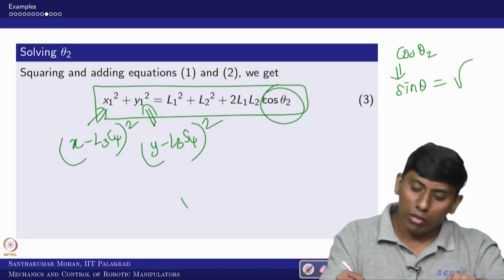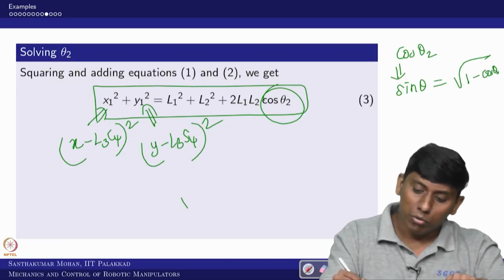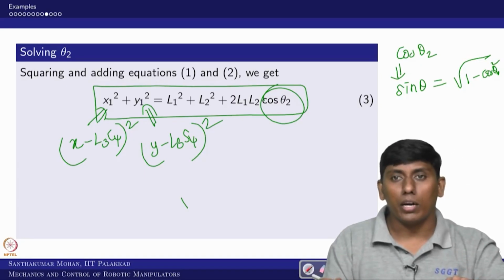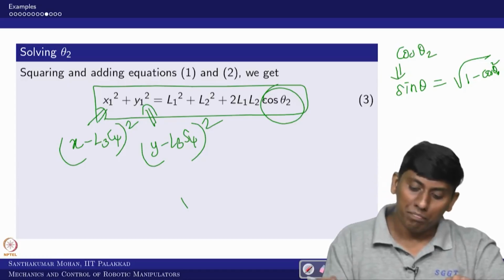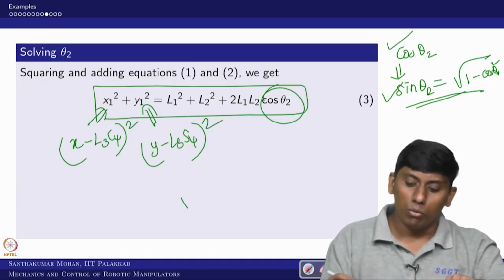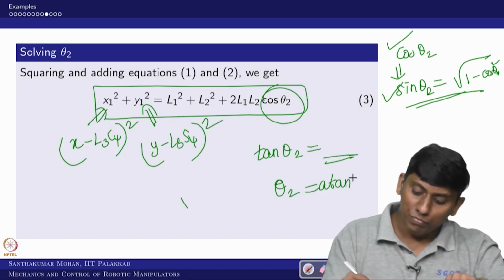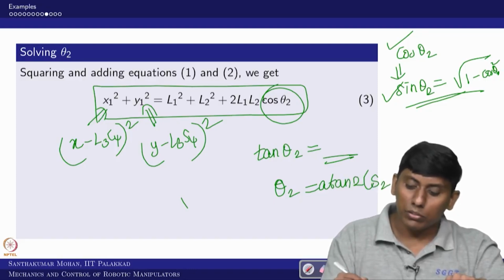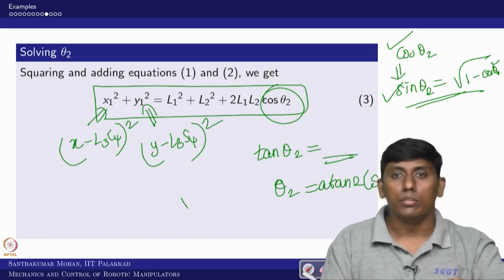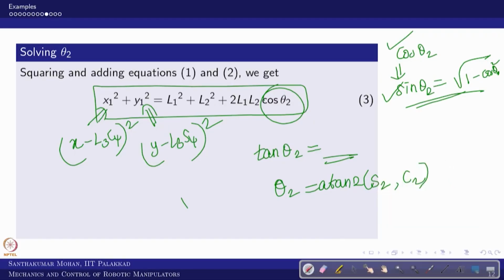It is actually the square root of 1 minus cos theta 2 squared, because we know sin theta 2 squared plus cos theta 2 squared equals 1. So, based on that I can find this. Once I know sin theta 2 and cos theta 2, what can I do? I can take tan theta 2. So then I can write theta 2 as atan2, where S2 is sin theta 2 and C2 is cos theta 2. Like that I can mark it. So theta 2, I can get it.